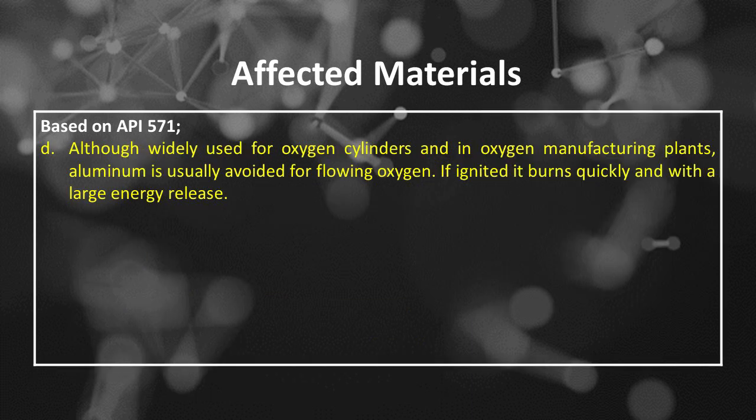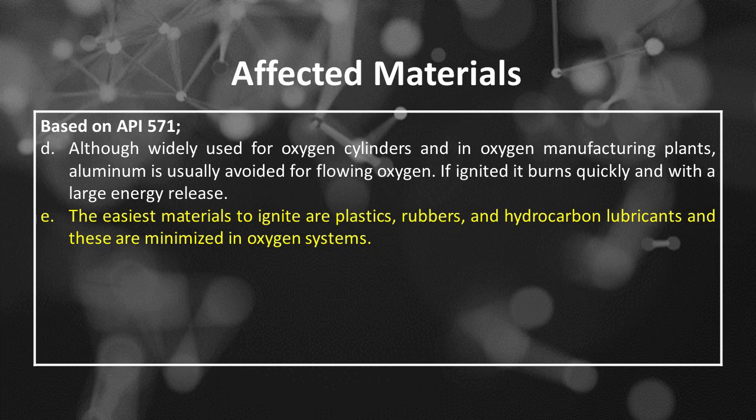Number D, although widely used for oxygen cylinders and in oxygen manufacturing plants, aluminum is usually avoided for flowing oxygen. If ignited, it burns quickly and with a large energy release. Number E, the easiest materials to ignite are plastics, rubbers, and hydrocarbon lubricants, and these are minimized in oxygen systems.